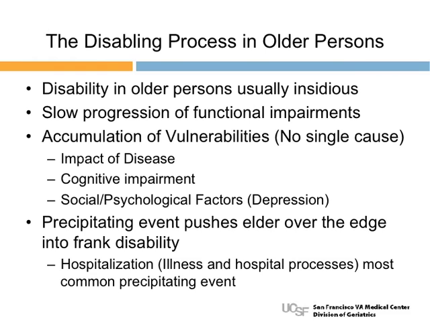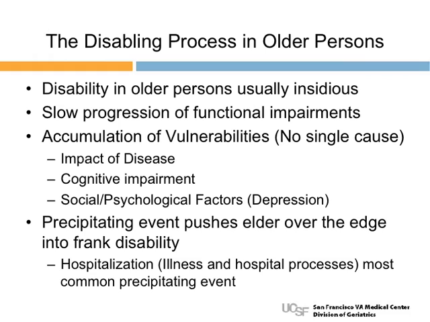So we often think about disease, and that's a big part of it, things like heart failure and diabetes, but it's also other problems that are very important in geriatrics, things that we don't classically think about in terms of diseases, things like cognitive impairment, but also social and psychological factors. For example, depression is a very important determinant of disability. So you have this accumulation of vulnerabilities, but then there's a precipitating event that pushes older persons over the edge into frank disability. So the model of disability is this combination of vulnerabilities and then a precipitating event that pushes you over the edge.